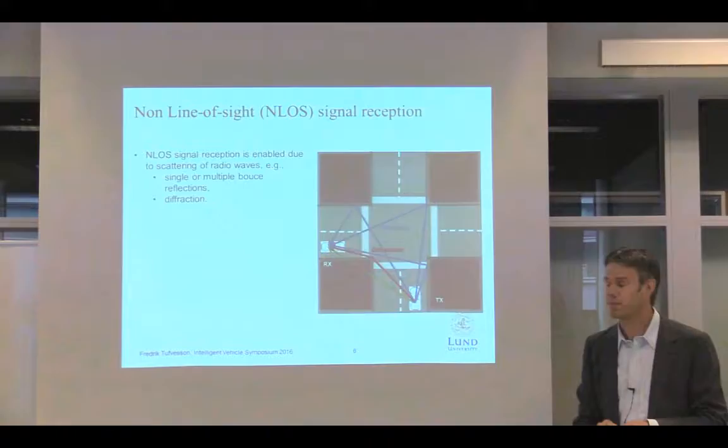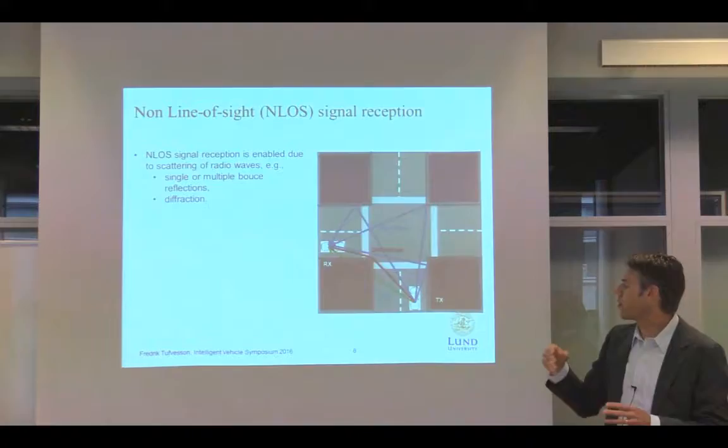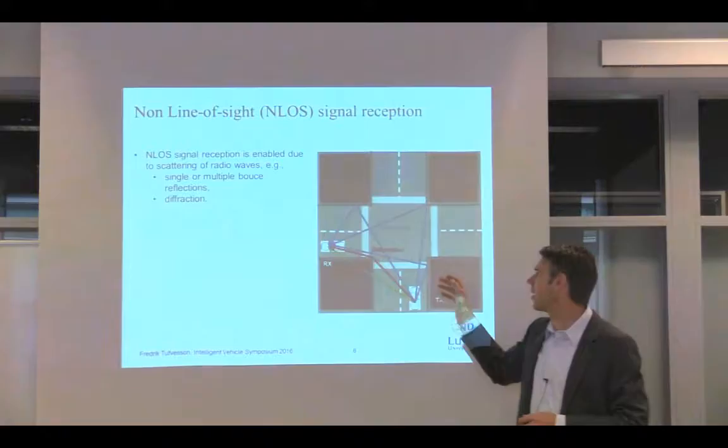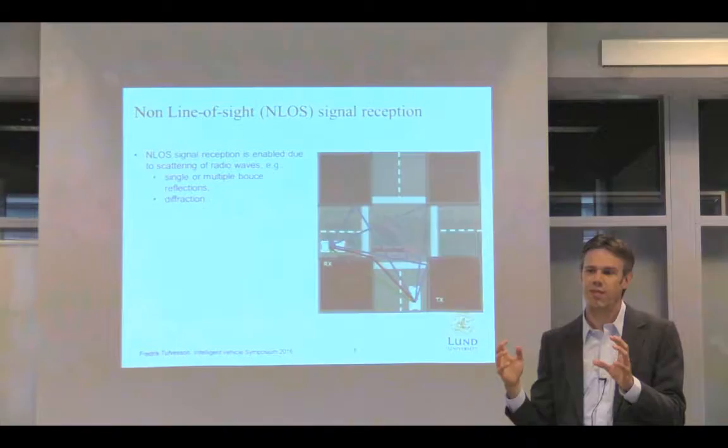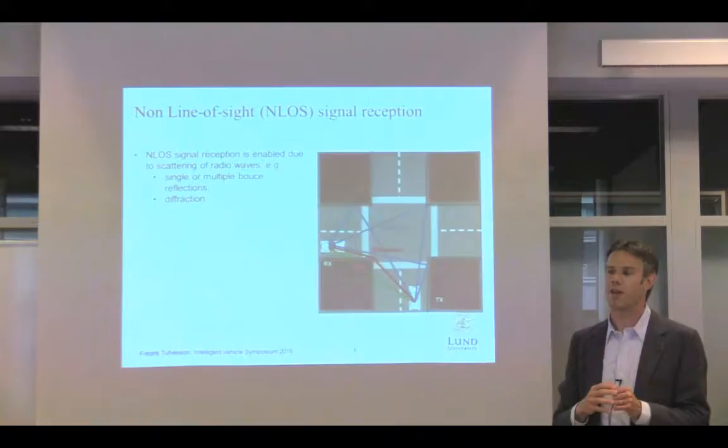So from a signal propagation point of view, to establish a link, what we really rely on is those buildings here, there, and there. And then we can also get some contributions from the road signs. We can get some contributions from other vehicles, but those tend to be somewhat smaller compared to the contributions that we get from the static buildings in urban scenarios.